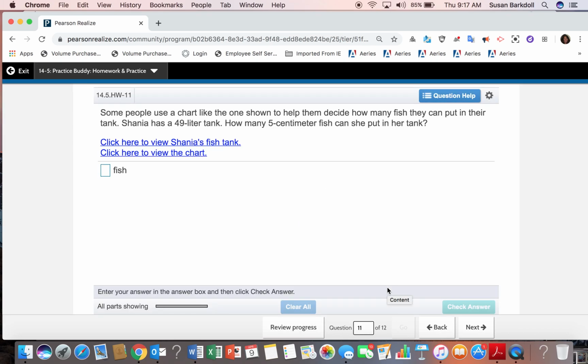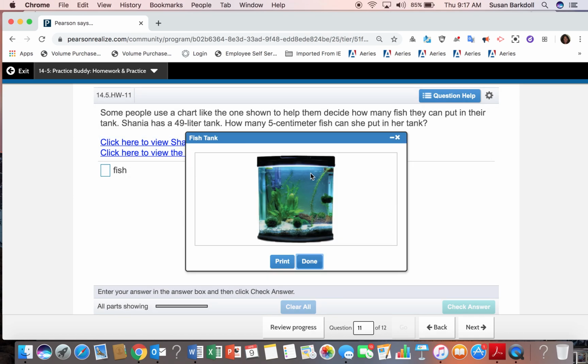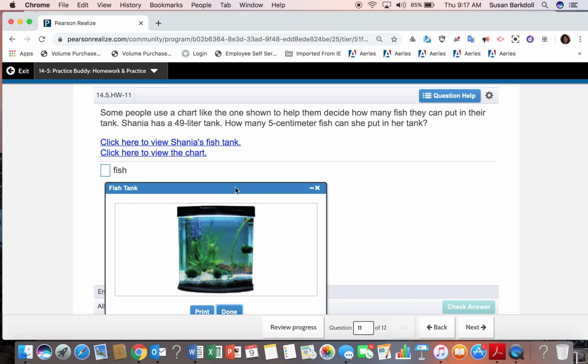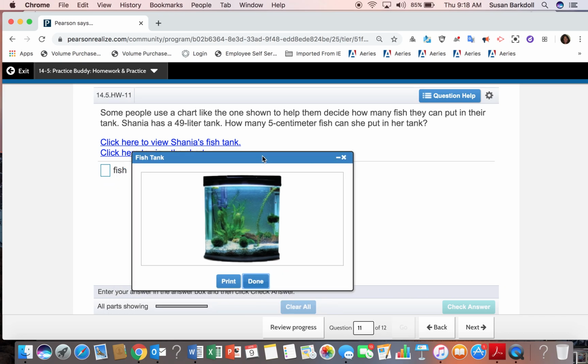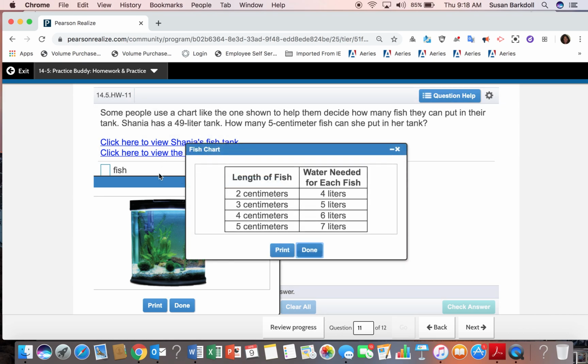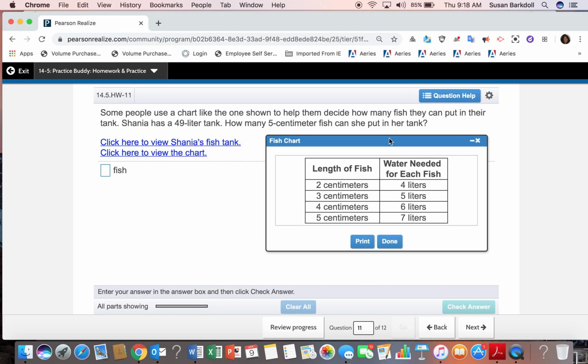Some people like to use a chart to help them decide how many fish they can put in their tank. Shana has a 49-liter tank. So let's look at her tank. That's a big tank. Okay, that's a nice tank. Okay, now that we see her tank, we're going to view the chart. We don't need the pretty tank anymore.